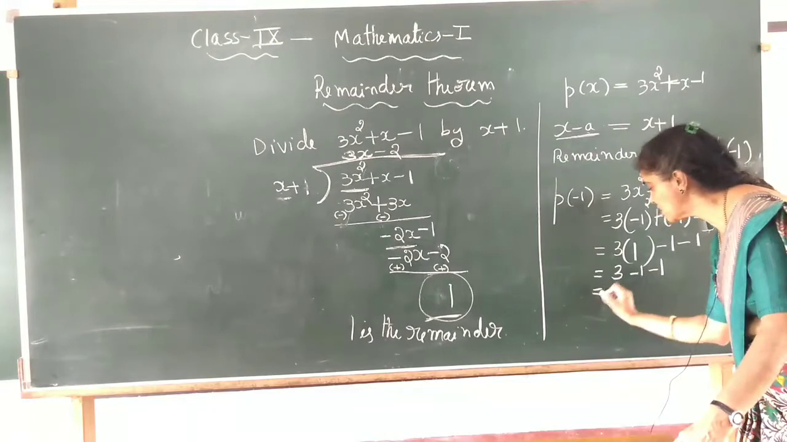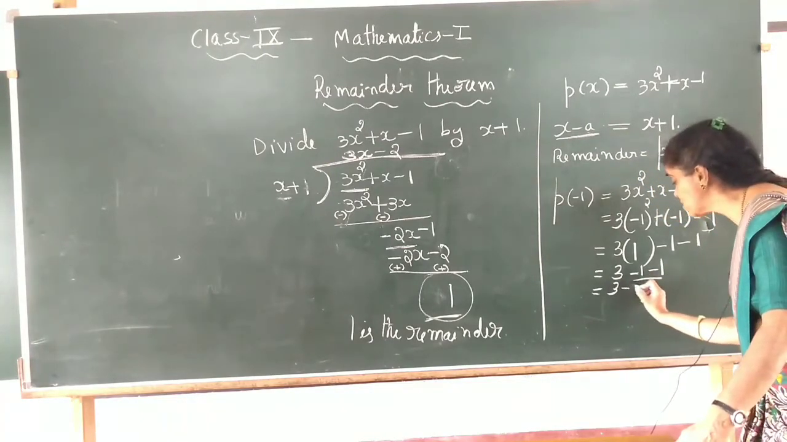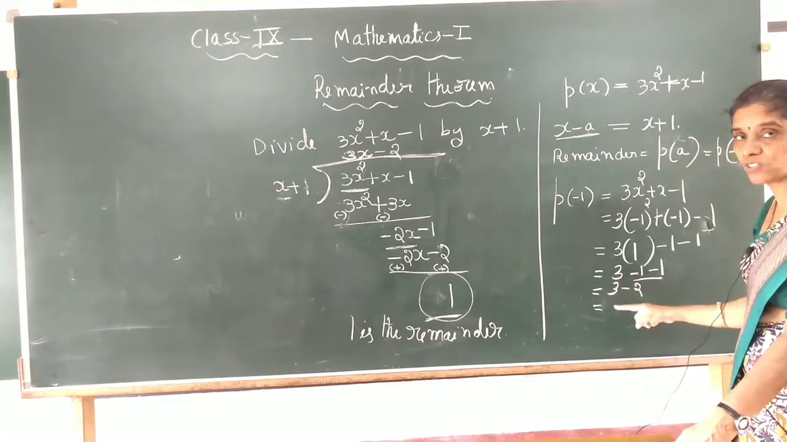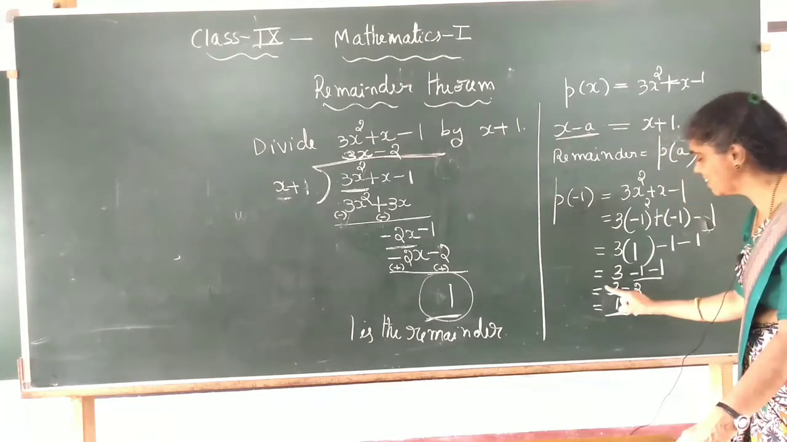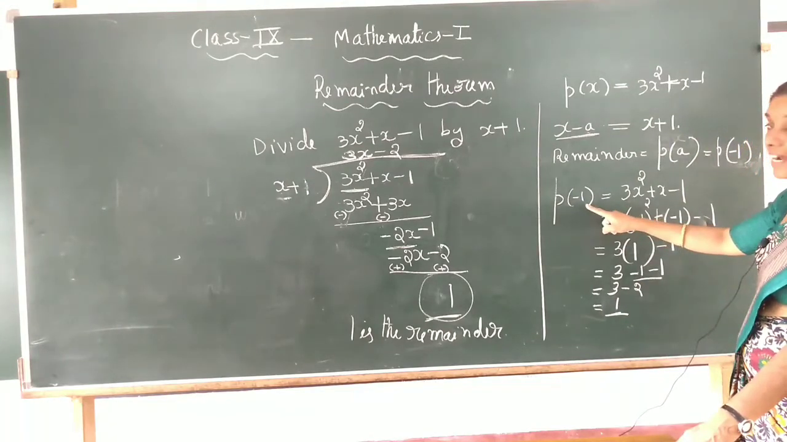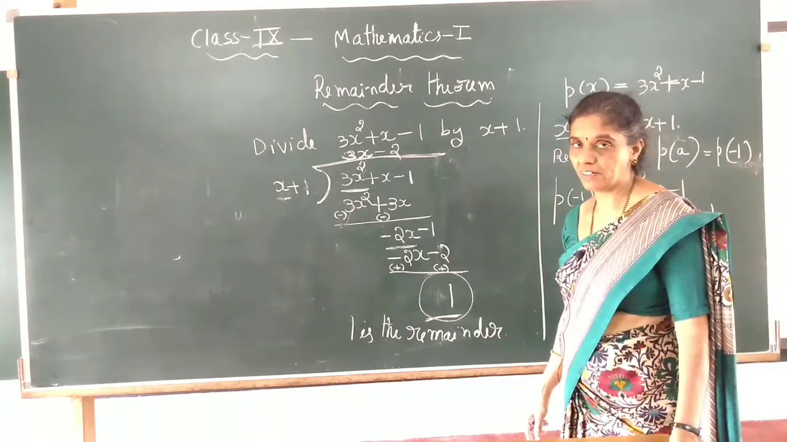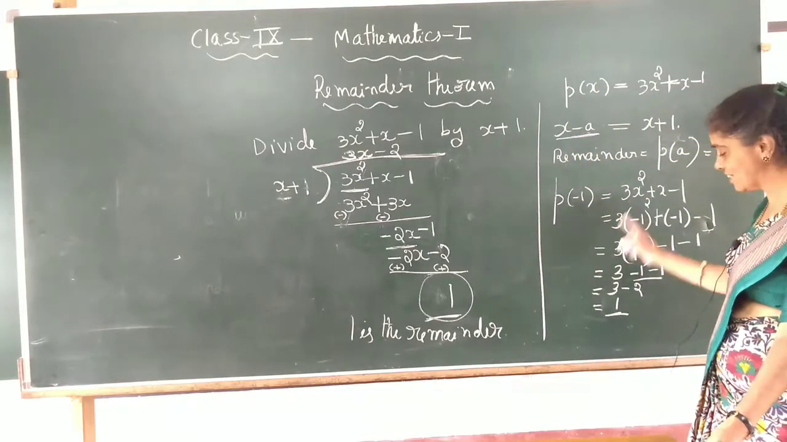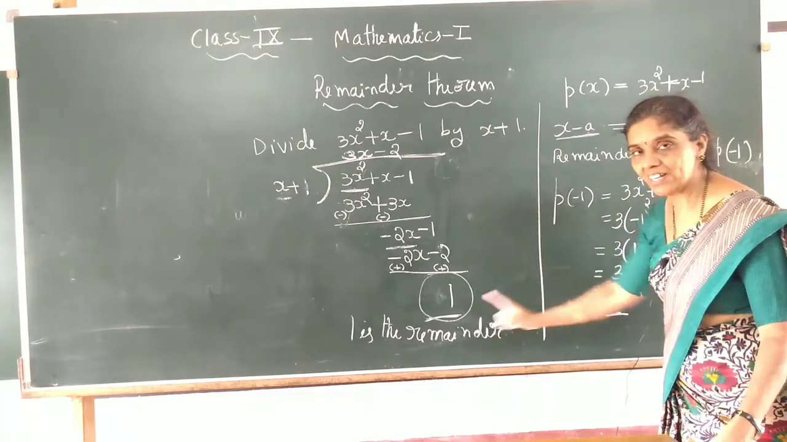Totally how many minus 1 are there? Same group, you add this minus 1 and minus 1, it becomes minus 2. Now 3 minus 2: 1 is plus, 1 is minus, so the difference is 1 and the bigger number is plus, so you get 3 minus 2 is 1. So I got the remainder p of minus 1 value exactly 1. Here also I got the remainder 1. Understood? So without doing division, within no time I got the remainder exactly, which is the same as the real division I did.